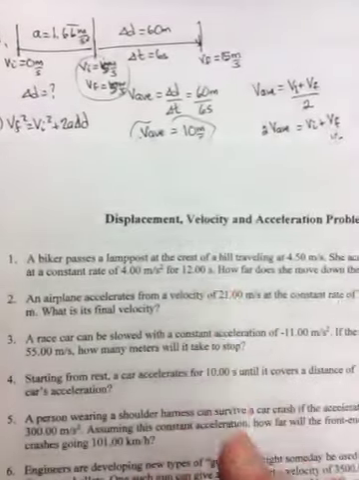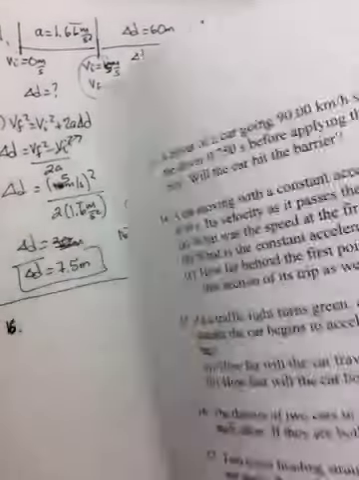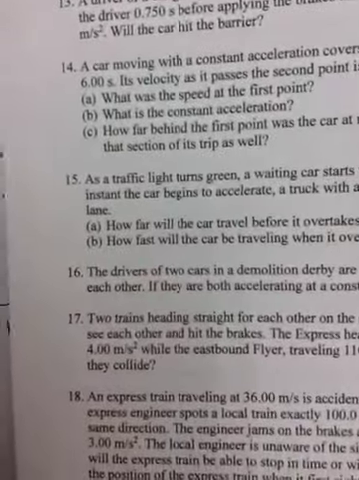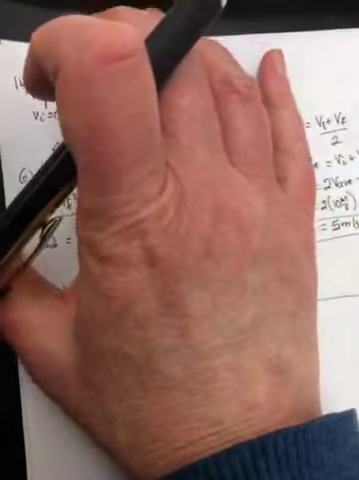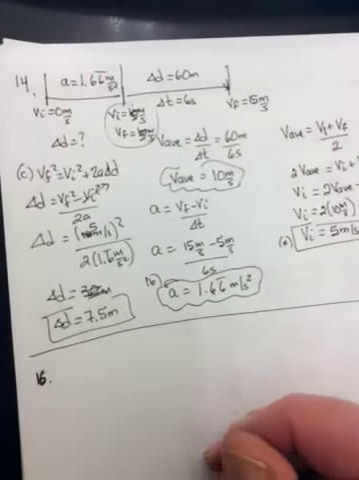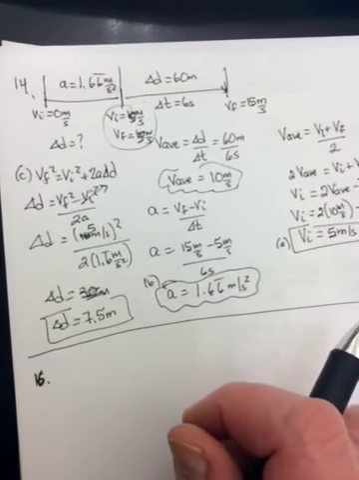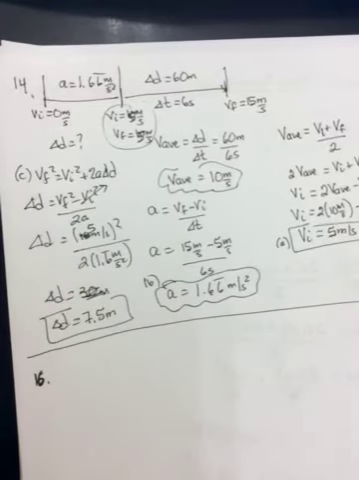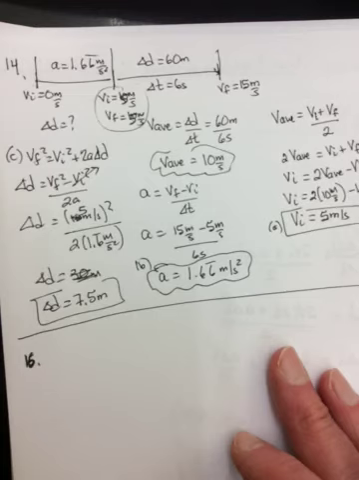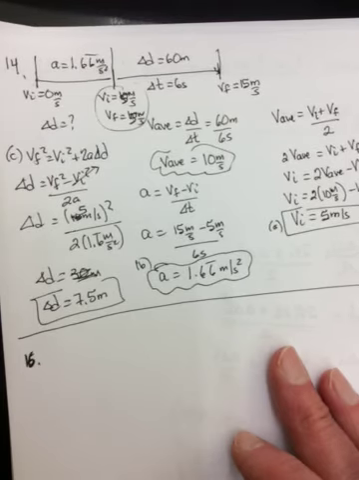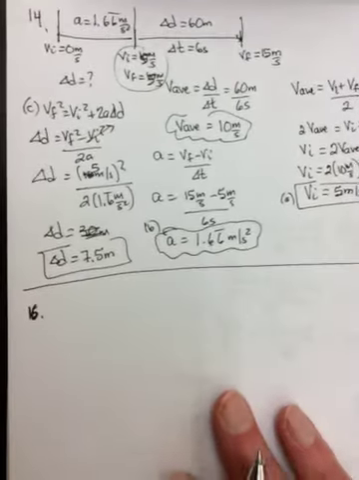Okay, so still on the displacement velocity acceleration sheet, we have number 16 and 17 to go. Okay, so number 16 says, the drivers of two cars in a demolition derby are at rest 100 meters apart. They begin to head towards each other. They are both accelerating at a constant 2.5 meters per second squared. How long before they collide?